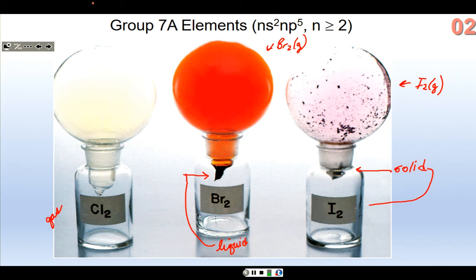And iodine is a solid. You've probably heard of iodine perhaps used as an antiseptic in treating wounds, but it's mixed in with another liquid to use it on your skin or someplace.